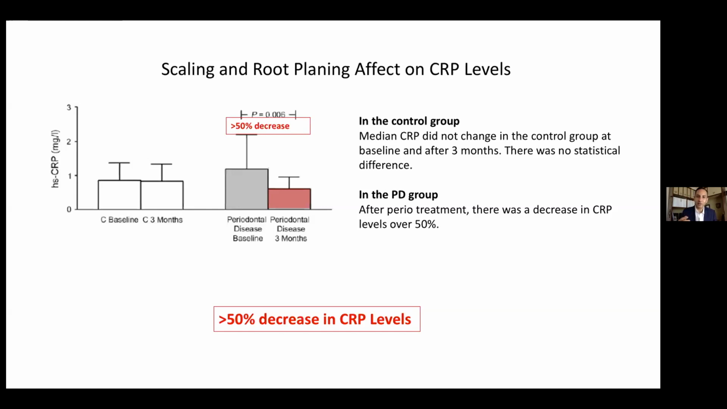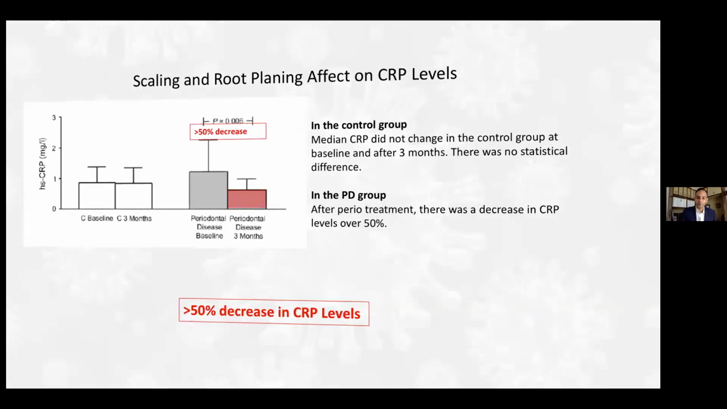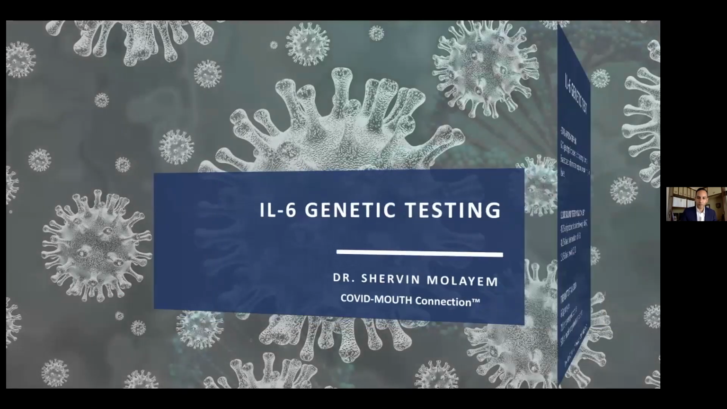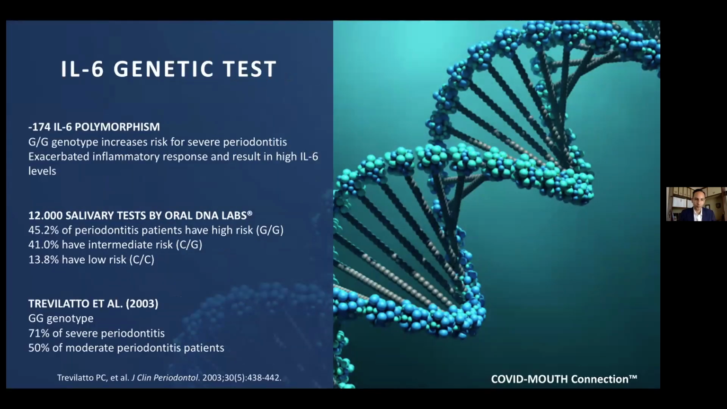I would like to now talk about something I alluded to earlier, and that's IL-6 genetic testing. Talking about this test, again, gives us whether we're high, medium, or low, we're able to make better decisions. And just to talk a little bit about some of the unpublished data from Oral DNA Lab of the patients that dentists have sent their samples to, 45% of them show a high risk, 41% show medium or intermediate risk, and 13.8% show a low risk.